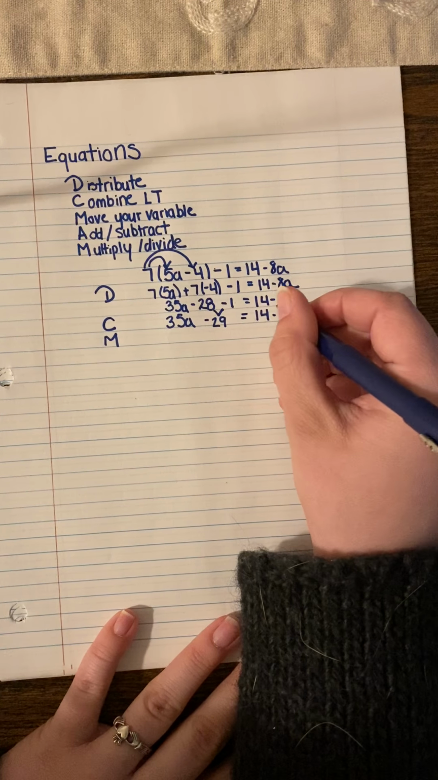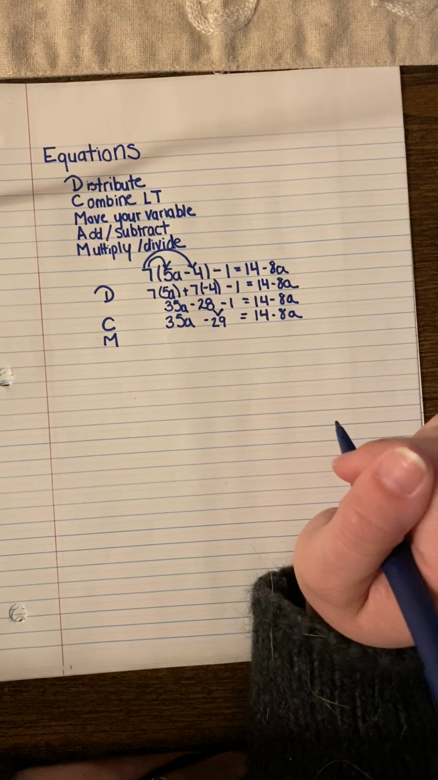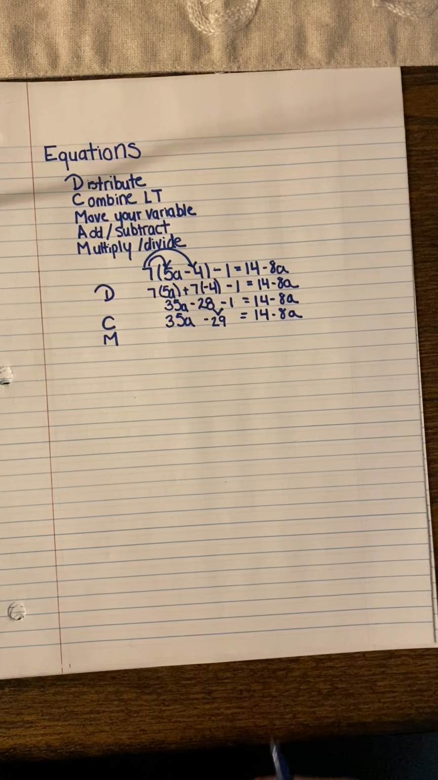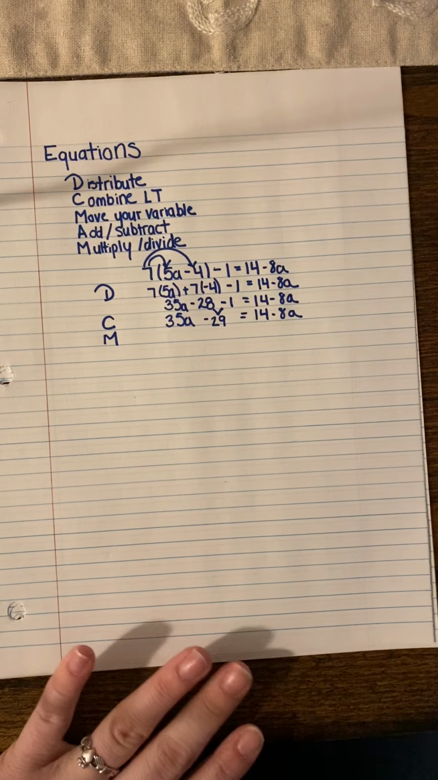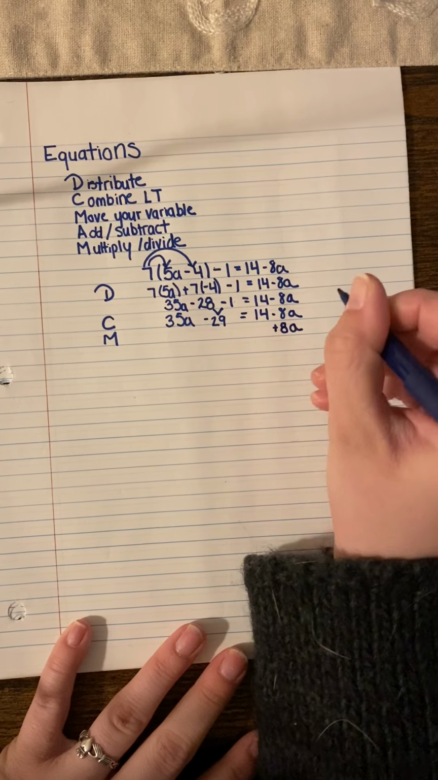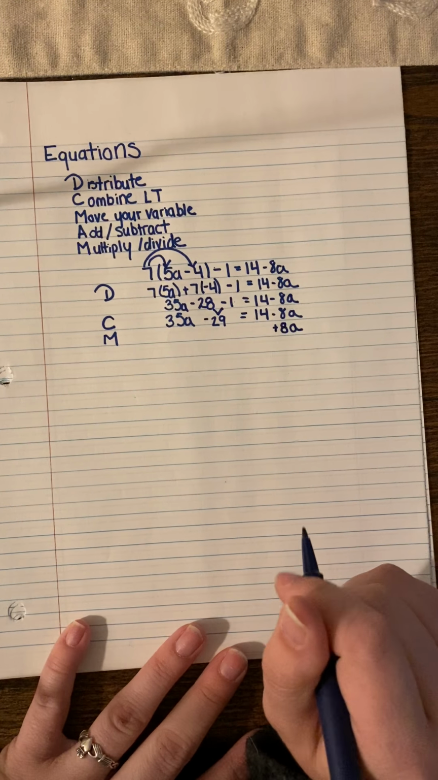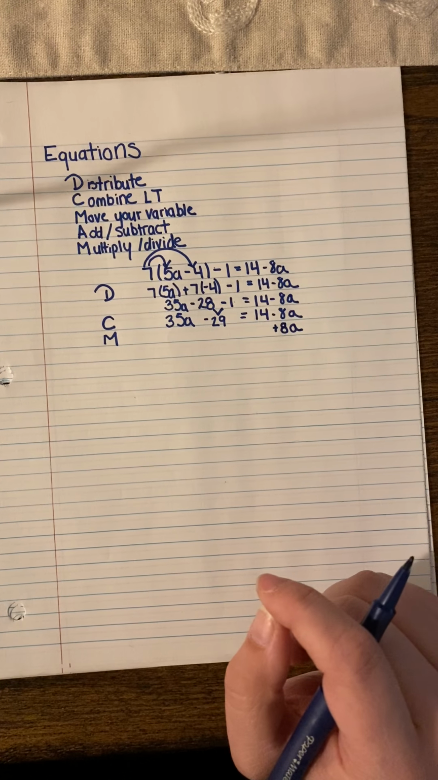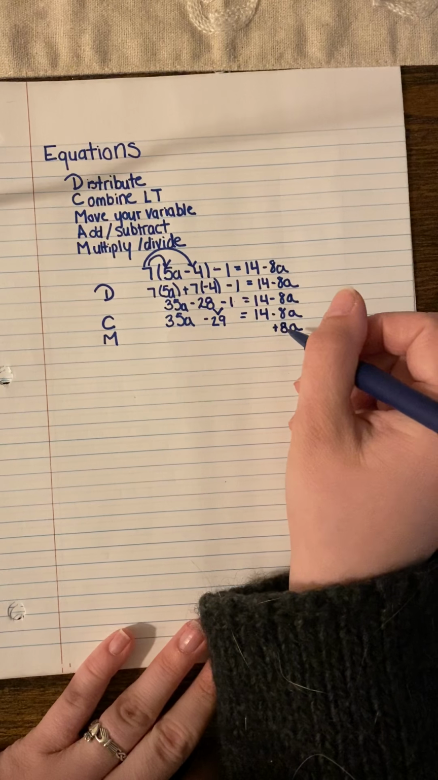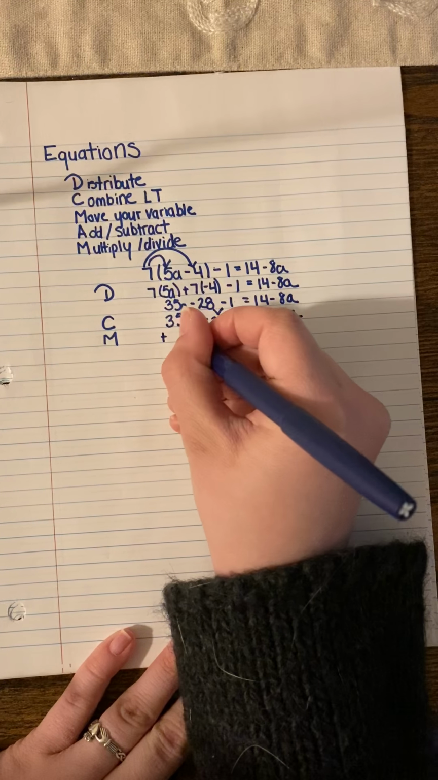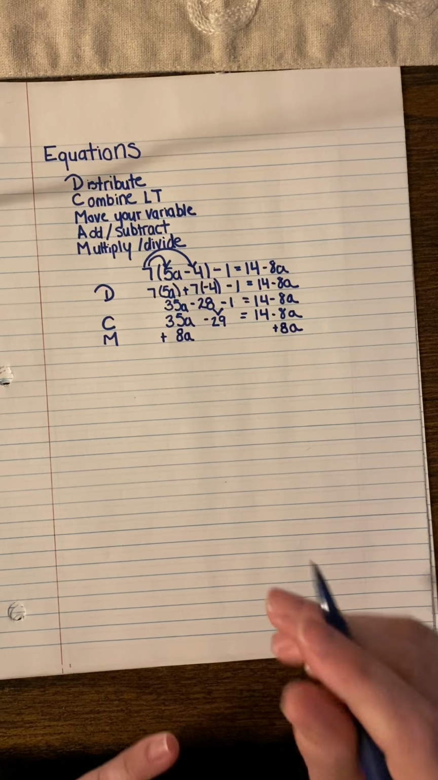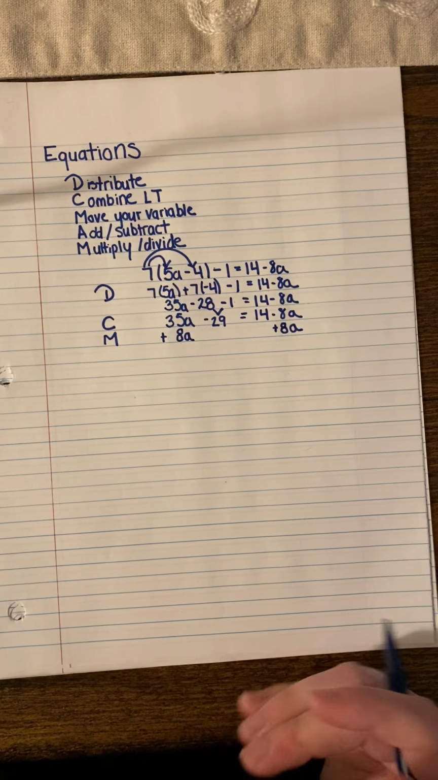So we have a negative 8a. In order to move it to the other side, I need to do its inverse operation. So what is the opposite of subtracting? That's adding. So I need to add 8a. By doing that, I get an opposite pair, which equals 0, which is what I want. I want these to become a 0. But because I add 8a to this side, I need to also do it to this side because of the property of equality, which is all about keeping equations balanced.